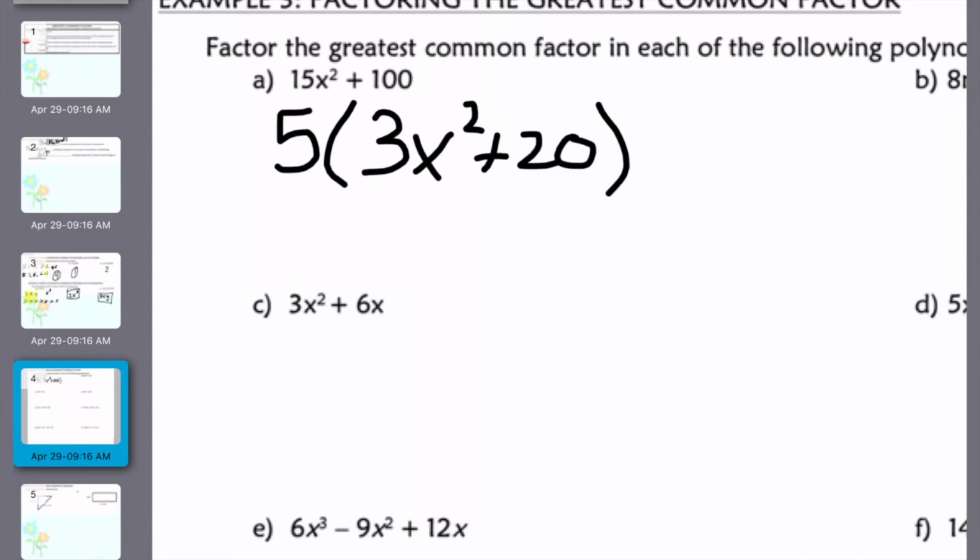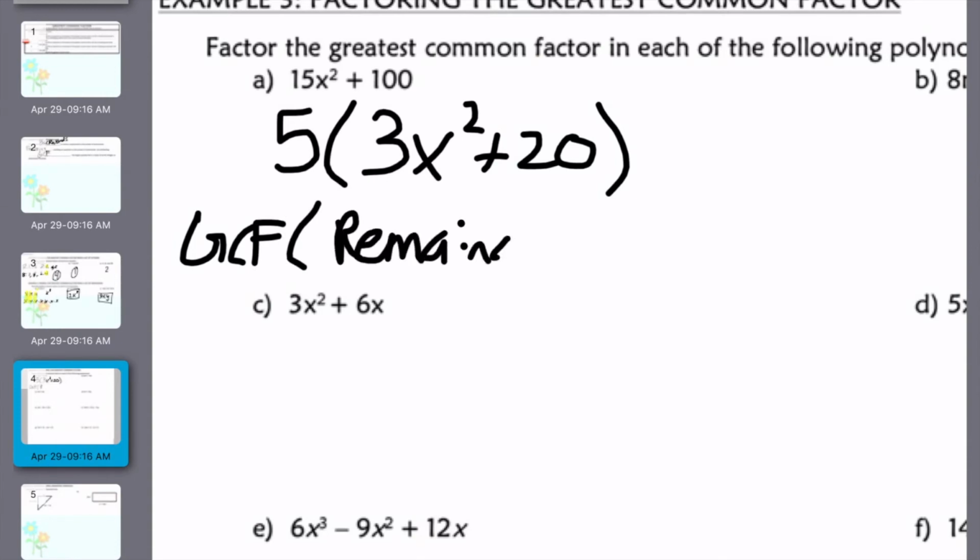This is really where we start to see this undistributing. And in fact, we write this out as our greatest common factor times our remainder, because it really is like we are doing division based off of our greatest common factor. I'm going to jump down to C.